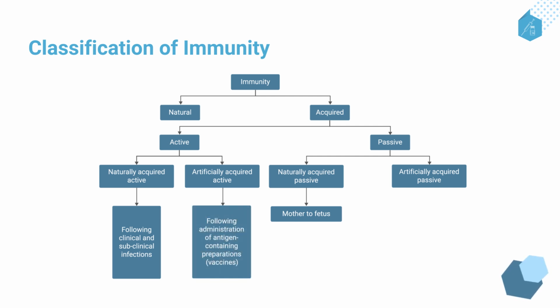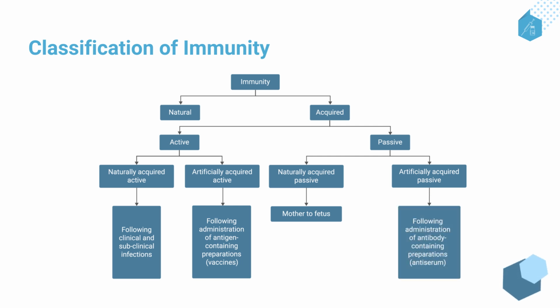Vaccine is an antigen-containing preparation which leads to antibody production in the body. Hence, it is an artificially acquired active immunity. If an antibody-containing preparation is directly administered to develop immunity, that would be an example of artificially acquired passive immunity.